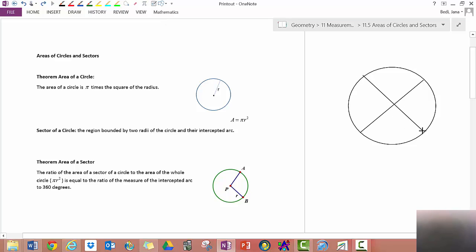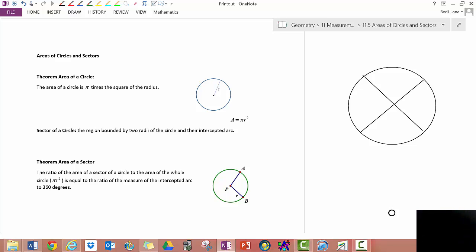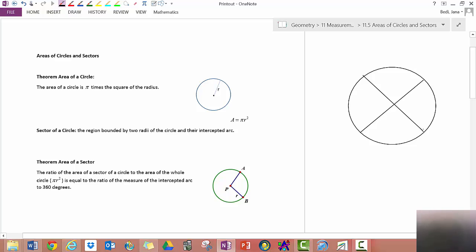For simplicity, we will say you're going to only divide your pizza into 4 quarters or 4 sectors. So what is a sector? Well, I love to use the highlighter, so I shall highlight that for you. This sector.